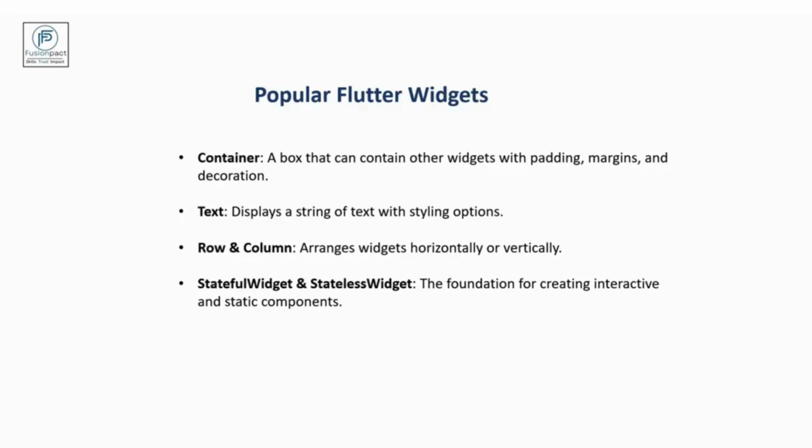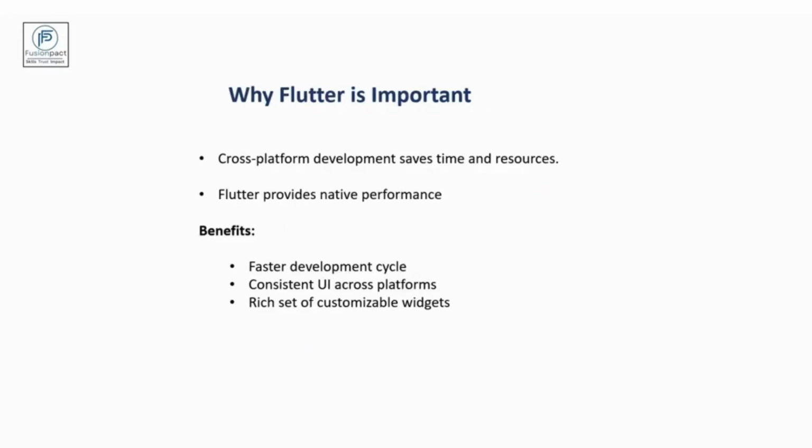Basically the text widget provides the text functionality also. If I want to use text in our code, then we can use a separate widget for that text purpose, to show that text. Row and column widgets arrange the widgets horizontally or vertically according to our rows and columns. Flutter also provides stateful widgets and stateless widgets, the foundation for creating interactive and static components in our code.